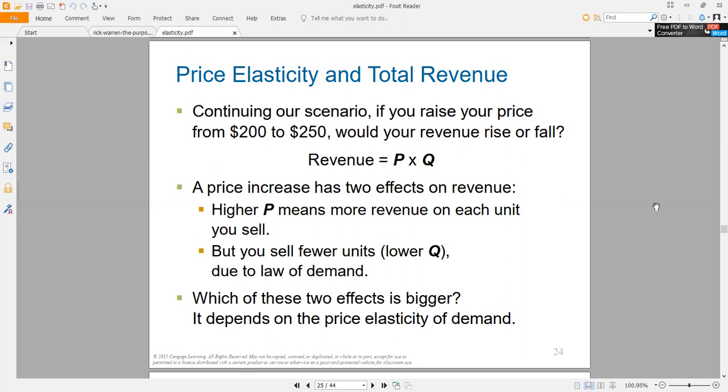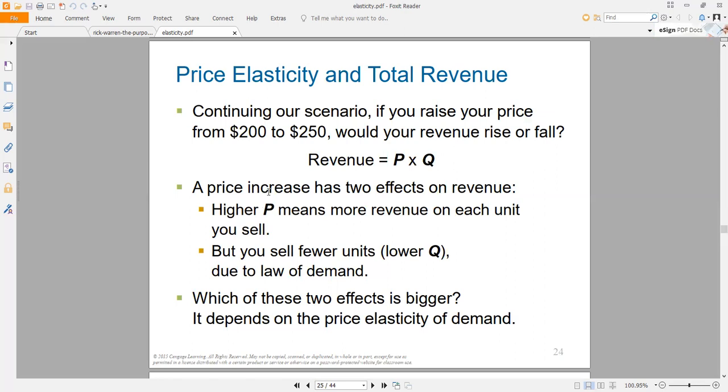Let's go back to the scenario that we used. We said that the person wanted to increase the price from $200 to $250. So what is going to happen to revenue? Is revenue going to increase? Is it going to fall? We know that revenue is price times quantity. Your total revenue is the price that you charge for your commodity times the quantity that you sell. Whenever you increase your price, it has two effects on total revenue. When you increase price, it affects the revenue, but because of the law of demand, there's also going to be a reduction in quantity demanded, which will also affect revenue. So let's look at these two effects.